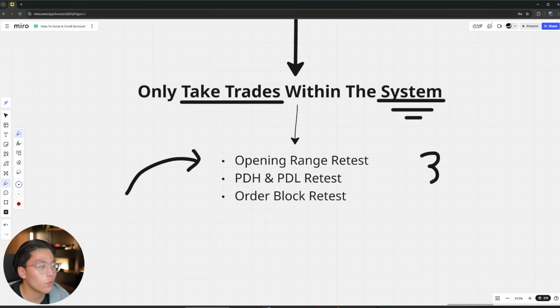I laid out 3 setups that you can use and that you should focus on: the opening range retest, previous day high low retest, order block retest. These are my top 3 used intraday setups that I look for when trading the break and retest. Of course, we have about 10 to 15 more different setups, but those will have specific criteria. If we're just looking for the basics and we don't want to overcomplicate it, these are the 3 setups that we should be looking for on a day-to-day basis.